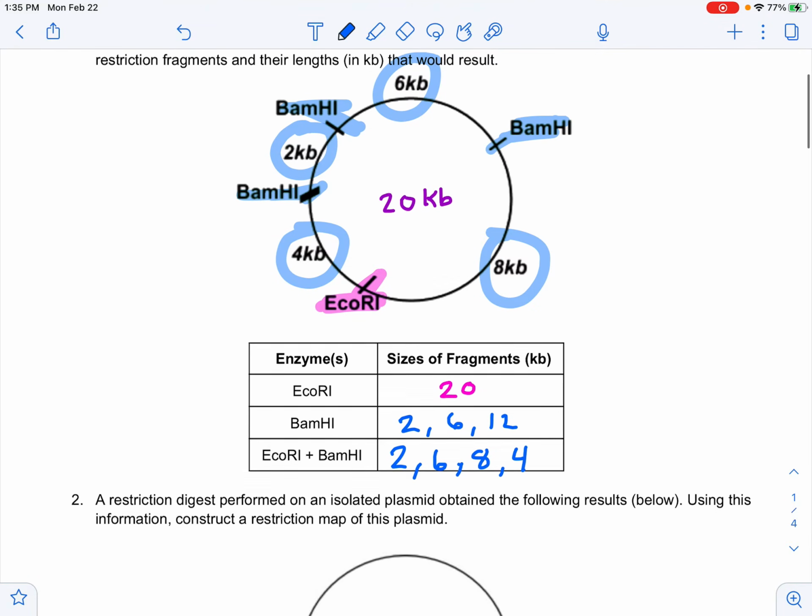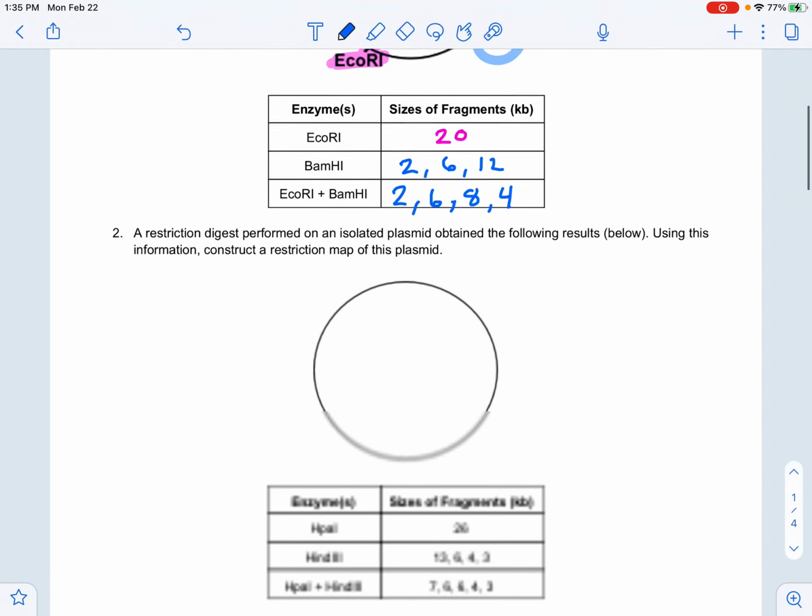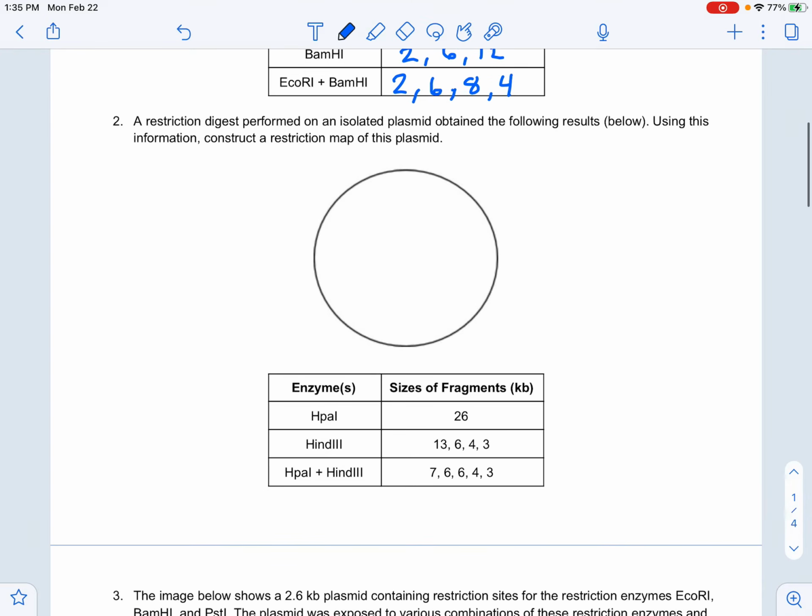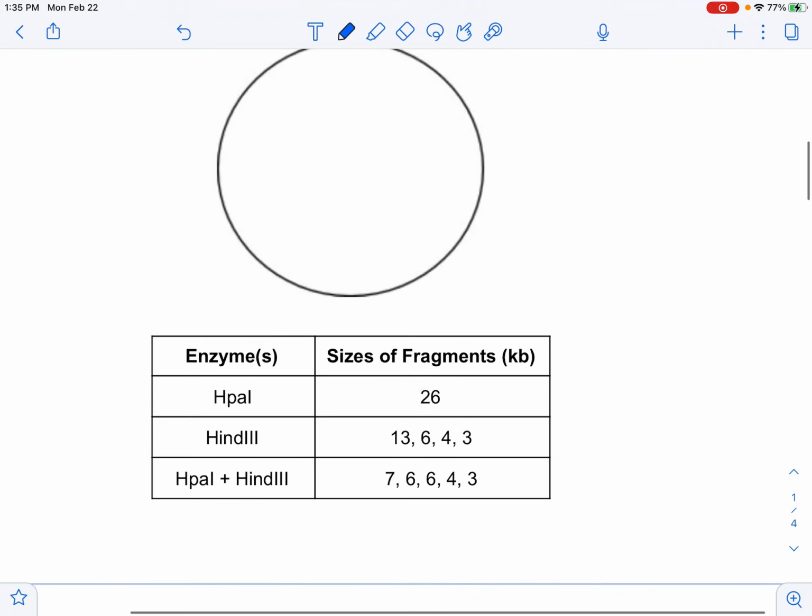Let's go ahead and look at number 2. We're going to do this in reverse. Number 2 gives us the opposite information, and we have to form the plasmid and show where the cuts are going to be. The first restriction enzyme that's used is HpaI, and it just has one 26 kilobase fragment.